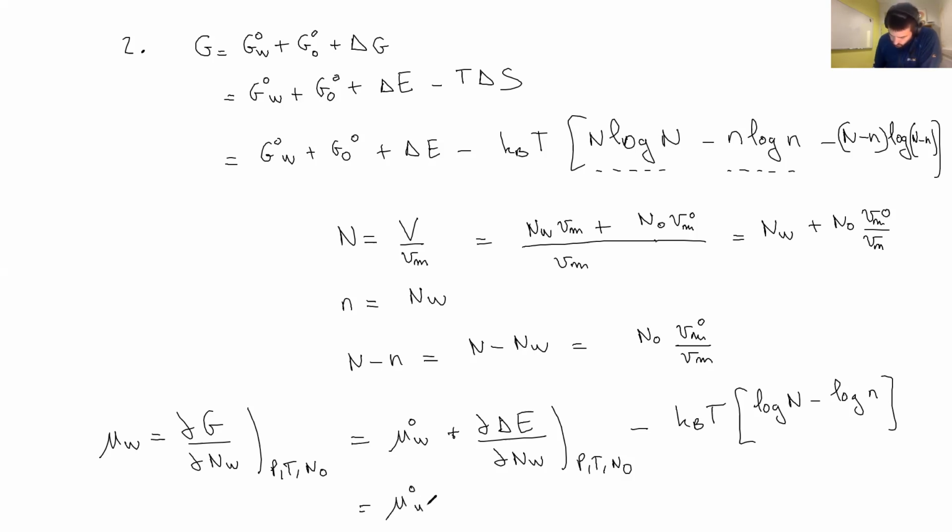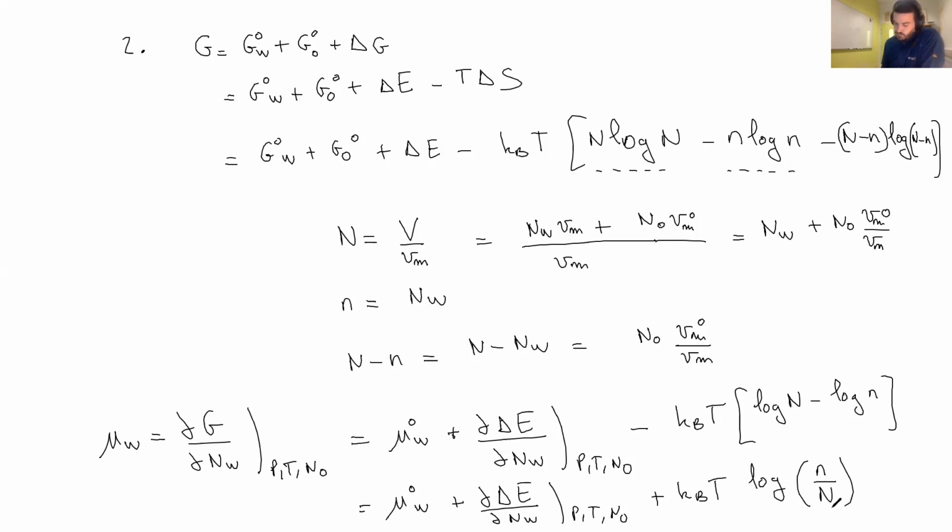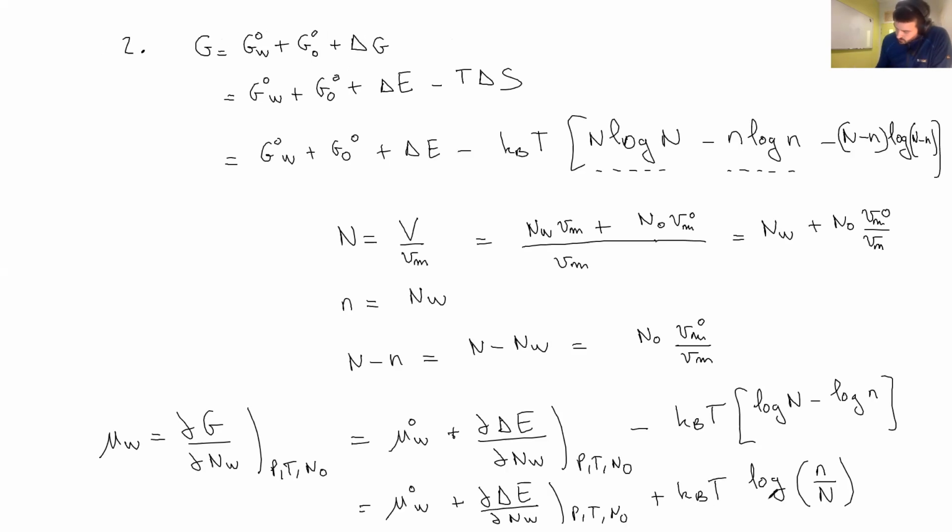And so finally, the chemical potential of water into the oil phase is the pure chemical potential of water, a shift due to energetic consideration at the molecular level, van der Waals-like, probably, and plus kBT log of the ratio between n and capital N. And so altogether, let me just copy paste it here. What did I say? kBT log n over N.